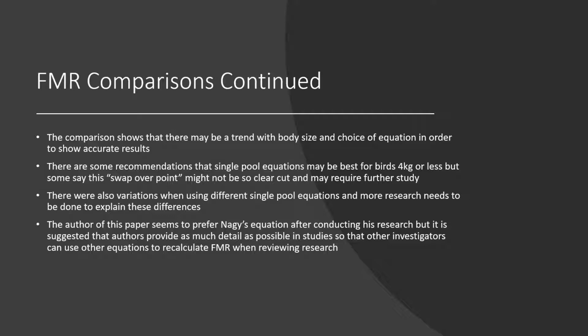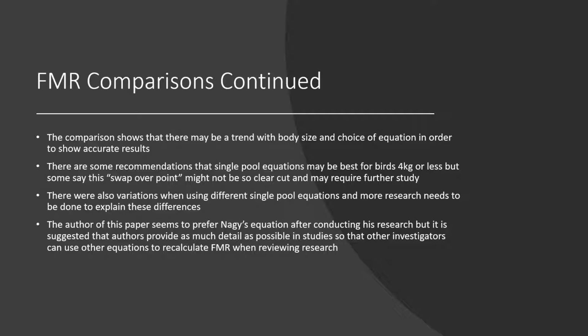Now, it is kind of a rule of thumb when conducting a doubly labeled water experiment that your choice of equation is somewhat dependent on body size. A lot of times people go off the rule of thumb that single pool equations are best for birds when they're 4 kilograms or less, but then there are others that say that this hard 4-kilogram rule might not be quite so clear cut. This is definitely something that may require further study for a clearer understanding. And when looking at single pool equations, there's even variation within the set of single pool equations being used. So that is also something that might need to be looked at further.